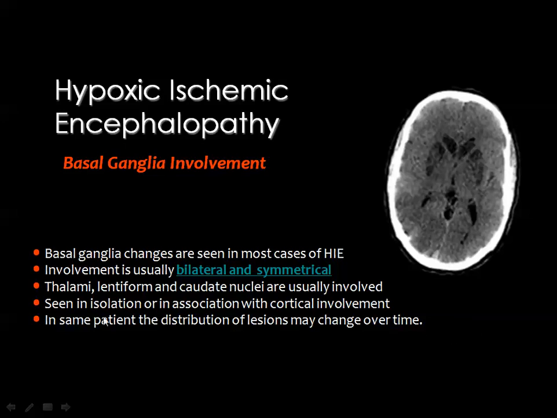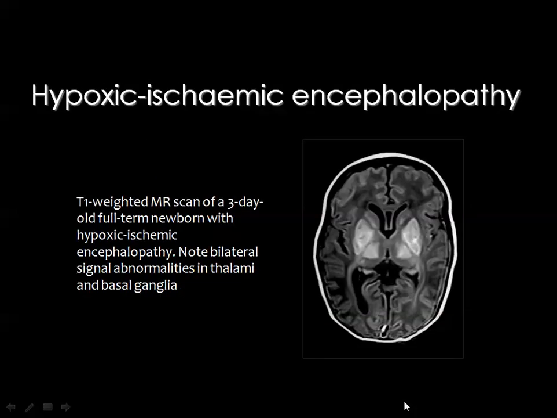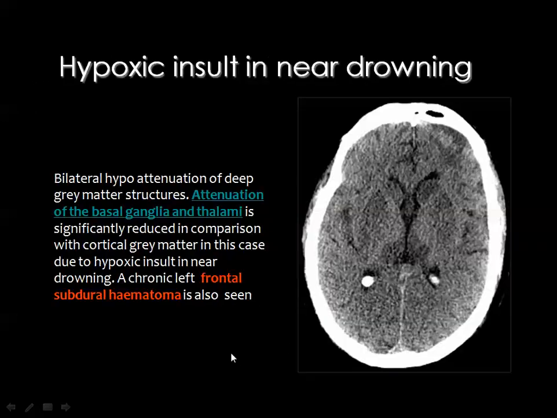The affected basal ganglia will include the thalami, the caudate nuclei, and the lentiform nuclei. Sometimes involvement of the basal ganglia is seen isolated from involvement of the brain parenchyma, or may be associated with involvement of the brain parenchyma. And you see here there is selective involvement of the basal ganglia, which show high signal intensity in the lentiform and in the thalami.